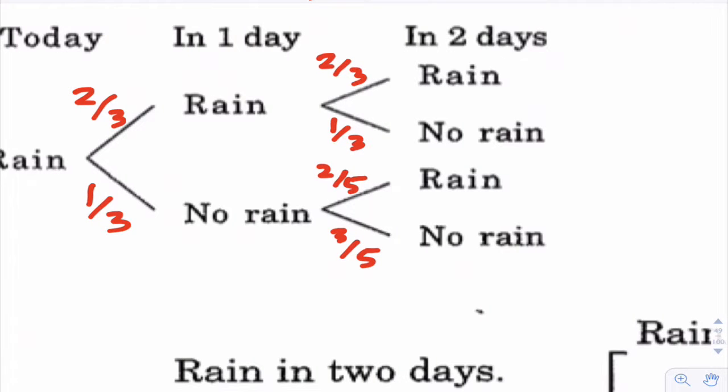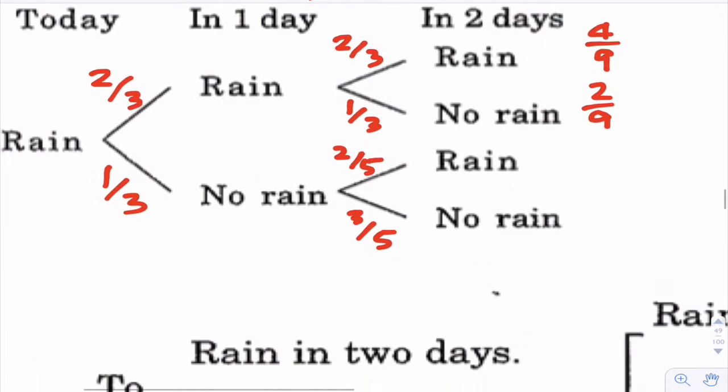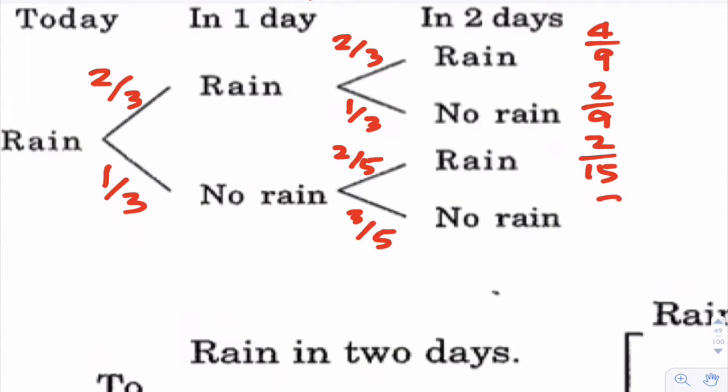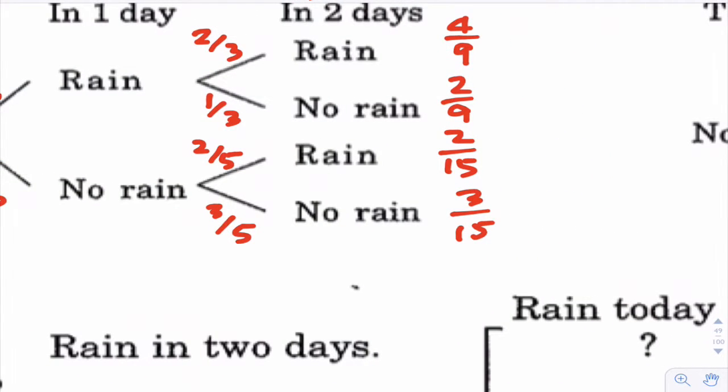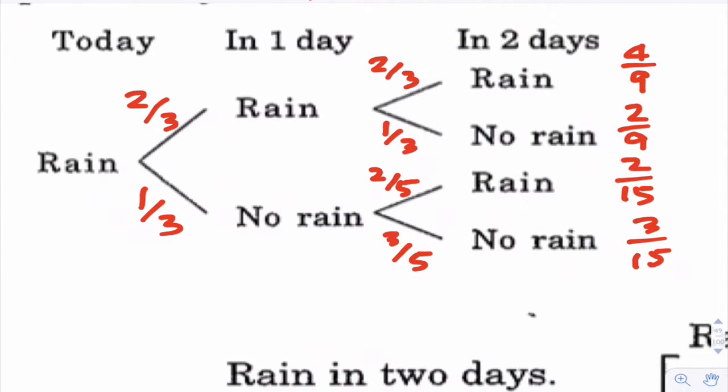So if we do some calculations here, given that it's raining today, the chance that it's raining in 2 days' time is 4/9. That one's 2/9. This one here is 2/15, and this branch here is 3/15. And you'll find that they all add up to 1. So that's given that it's raining today, which it happens to be in this particular day. That's what's going on in 2 days' time.